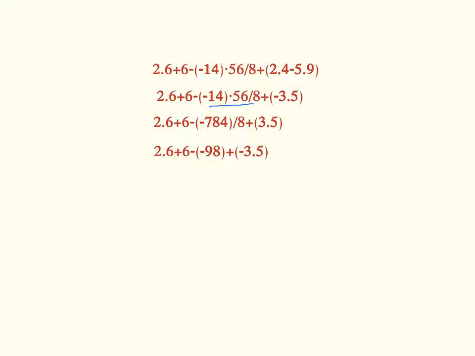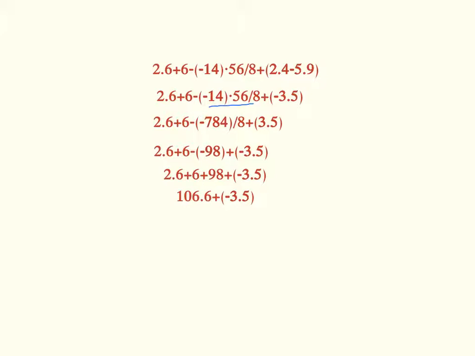I'm going to go ahead and change my subtraction to addition so that I can rearrange if I want to and have all of the positive numbers in one end and all the negative numbers at the other end. So I'll have 2.6 plus 6 plus a positive 98 plus negative 3.5. Now, adding all the positive numbers, I'm going to have 106.6. So I'll have 106.6 plus negative 3.5.